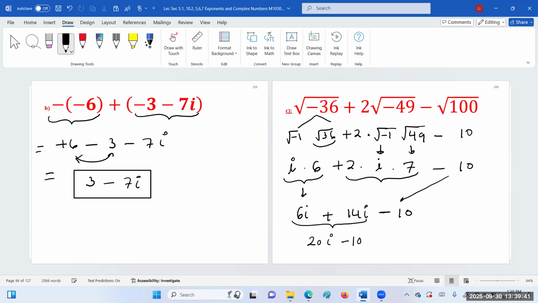20i minus 10. Your math is correct, but you cannot stop here. You have to have the correct position. The position says the real number first. So -10 is the real. And then what symbol do we have in front of 20i? Plus. So plus 20i. We have to write that in the correct format.